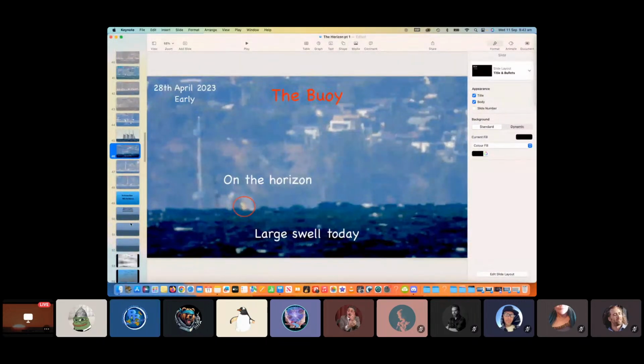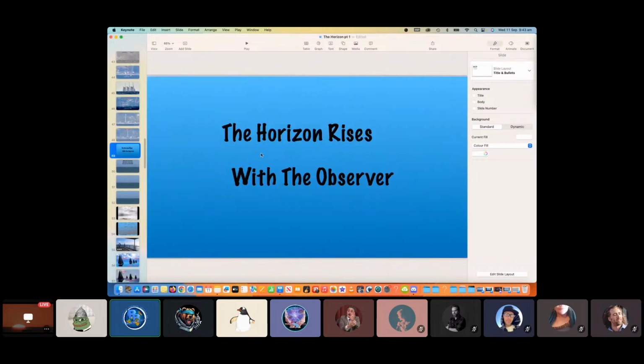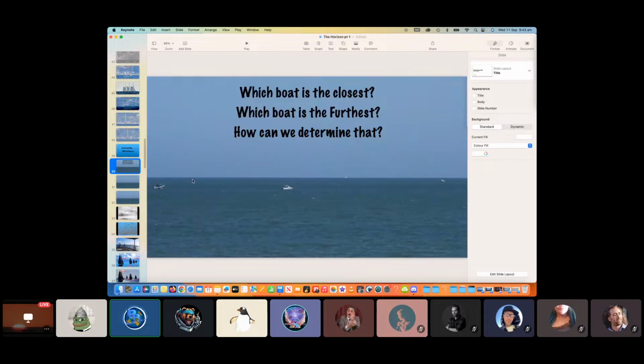Now, this is where we start to go into the horizon rising with the observer. When we look at an image like this, which boat is closest, which boat is the furthest, and how do we know that? All right, so let's do the quick question. Which boat's closer, guys? Can someone join in with me?